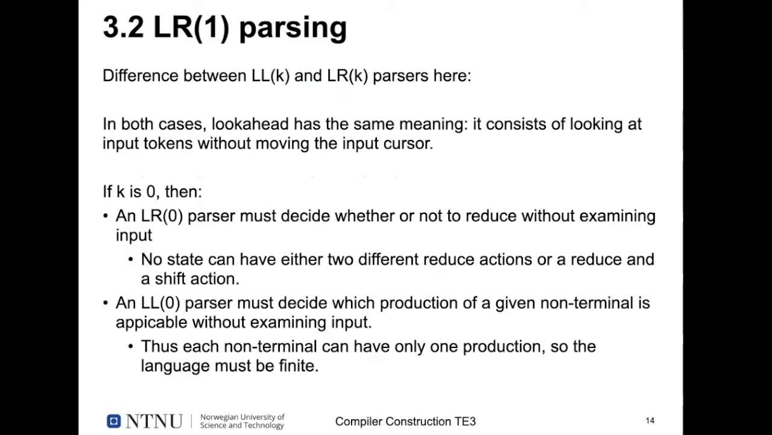And for LL and LR, if our K is 0, for an LR parser, we've just seen this, it must decide whether or not to reduce without examining input. If we have an LR0 parser, no state in our parsing table can have either two different reduce actions or a reduce and a shift action, because this would mean we have a conflict we can't resolve.